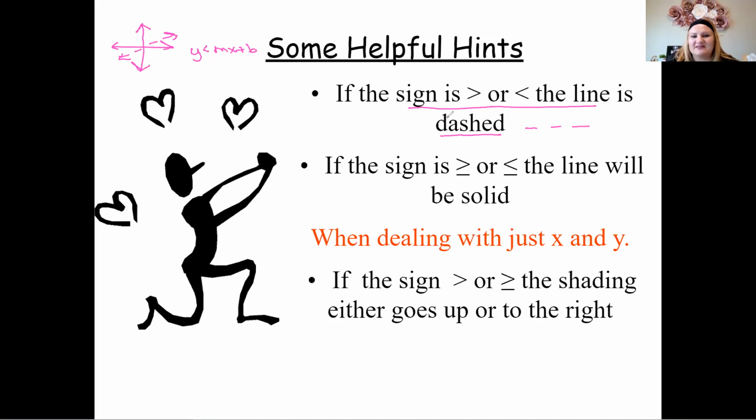If it has a line underneath it, like greater than or equal to, or less than or equal to, the line will be a solid line. So on a graph, it will look like this. And that's if the equation looks like y is less than or equal to, or greater than or equal to mx plus b. So the underlined equal to symbol tells you whether to be dashed or solid.